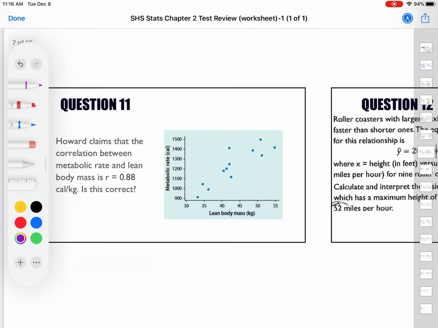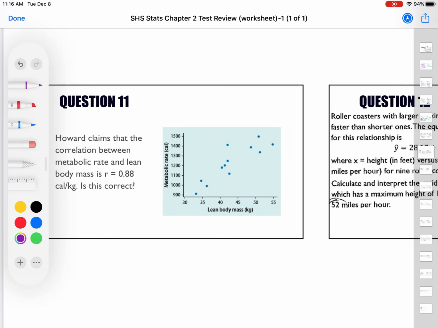Okay, question number 11. Howard claims that correlation between metabolic rate and lean body mass is R equals 0.88 calories per a kilogram. Is this correct? The answer is no. Correlation can't have units. It's just a number between -1 and 1. It's just a number. There is no units, so that's wrong.